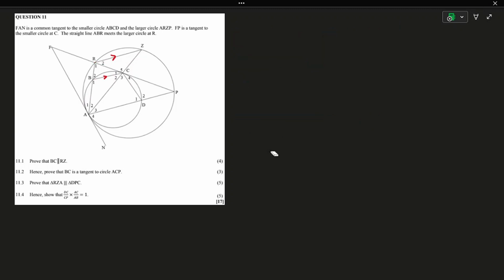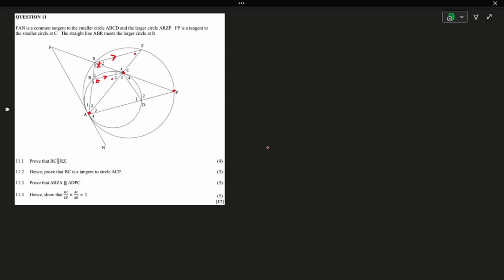Right. Hence prove that BC is a tangent to circle ACP. So we just found that this angle is equal to this angle. This also means that this angle is equal to this whole angle, R1 plus R2. So now they say prove that BC is a tangent to circle ACP. Where is ACP? And this is our BC that we just proved is parallel to RZ.